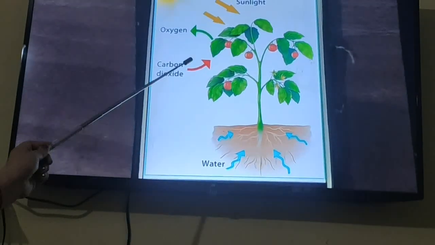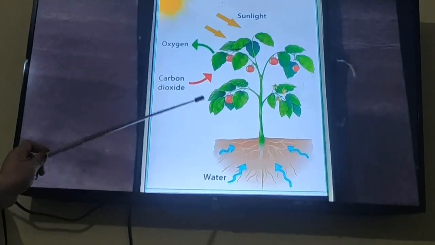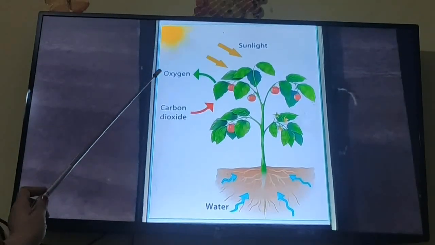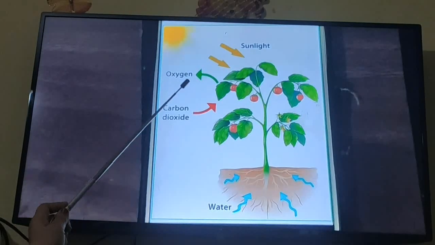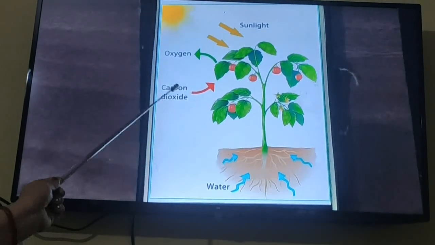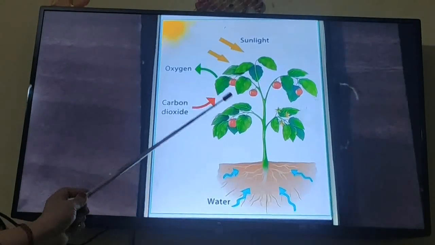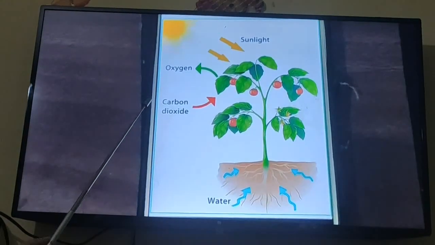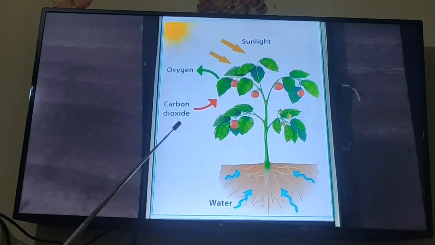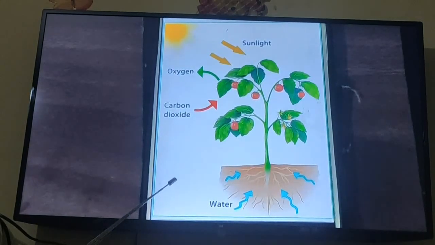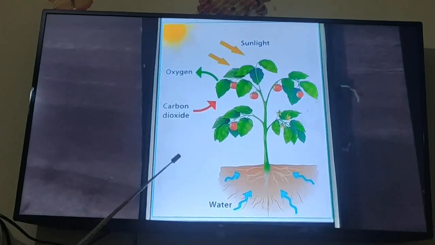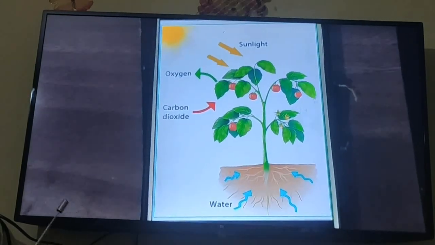That is, when the food is prepared, the oxygen goes out, and the food stays inbuilt in them, and they use it for other activities of the plant, and the extra food they store in some part of the plant. So this is photosynthesis. The process is photosynthesis, by which the plants prepare their food. So this is the function of the leaf.